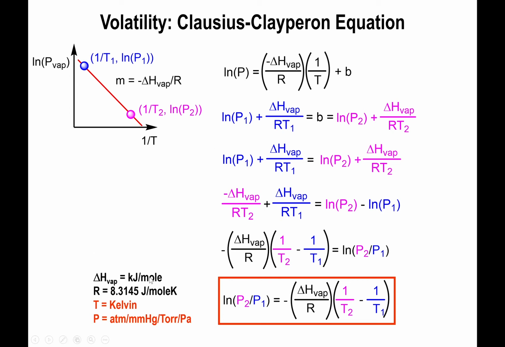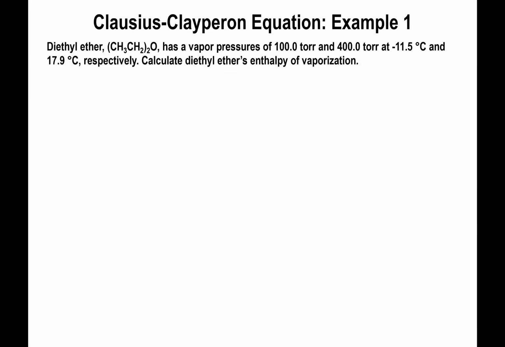Just a few things though before we do that. Delta H VAP is given in kilojoules per mole. The R constant, however, is in joules per mole, so when you use the slope to calculate delta H VAP, don't forget to change the joules to kilojoules. The temperature has to be in Kelvin, and the pressure actually could be in any units. It doesn't really matter as long as both P2 and P1 have the same units. That one doesn't really matter because you have a ratio of them, so the units cancel out regardless, but they have to be the same unit. Okay, so let's do an example.